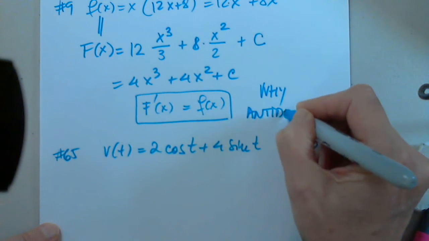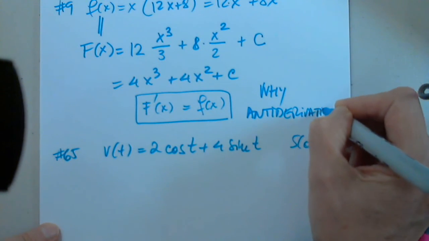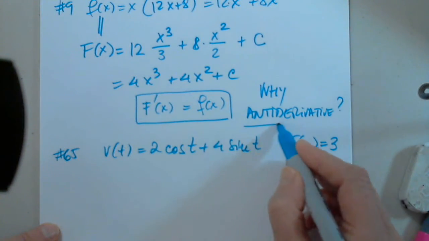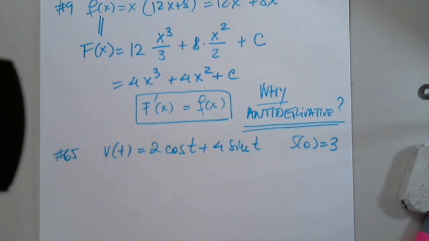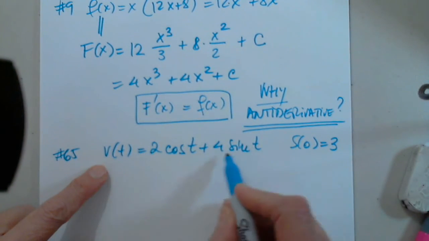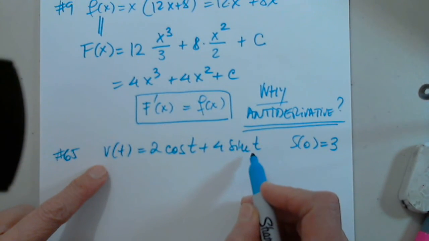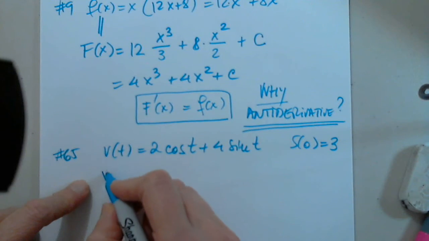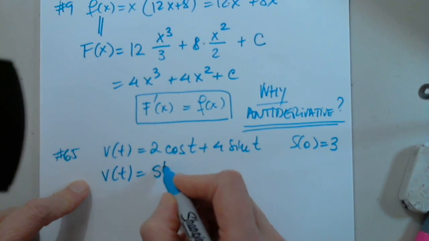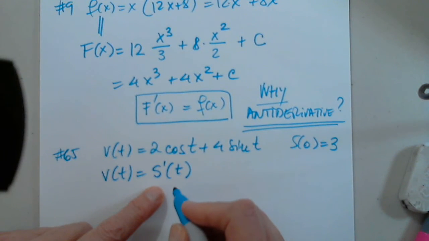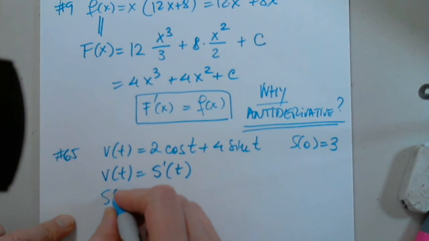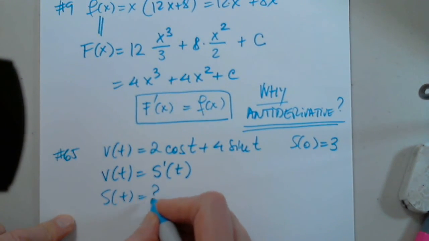So I chose this example mainly to explain why antiderivative, and what it means. What does it mean? Why will I ever look back? So notice that this is not the distance formula. This is basically v of t, which is the derivative of the distance formula. But I don't have it. We are asked to find s of t.